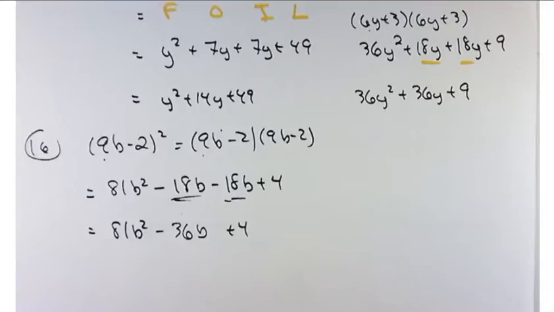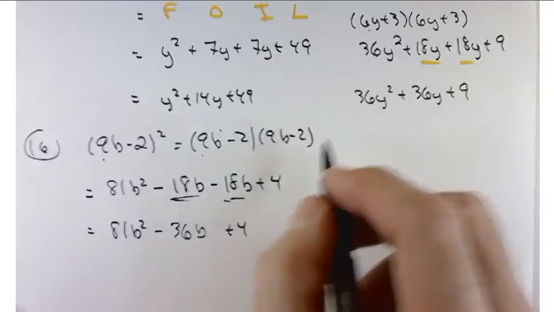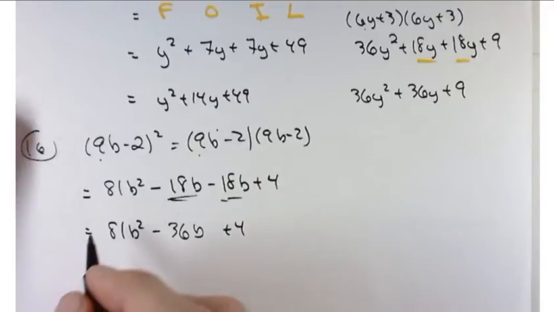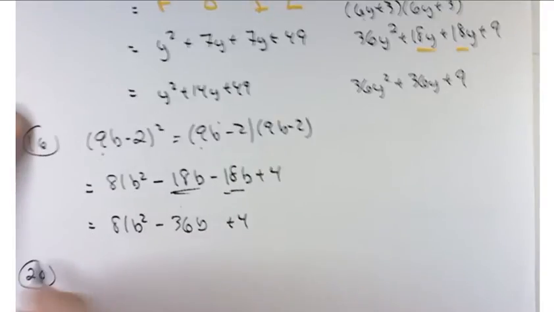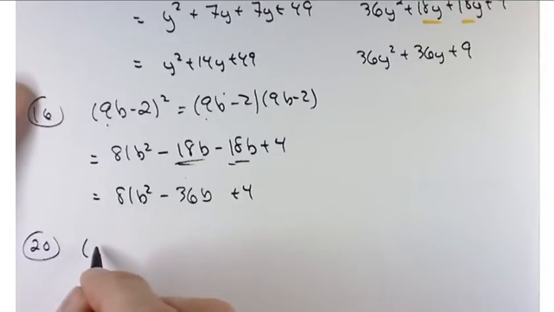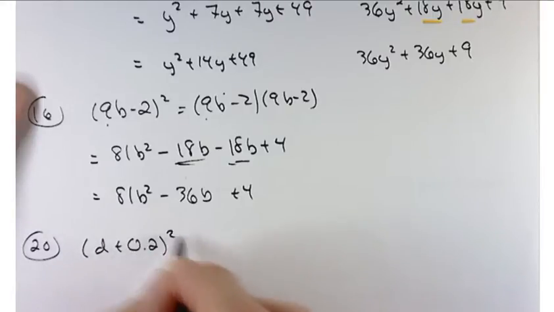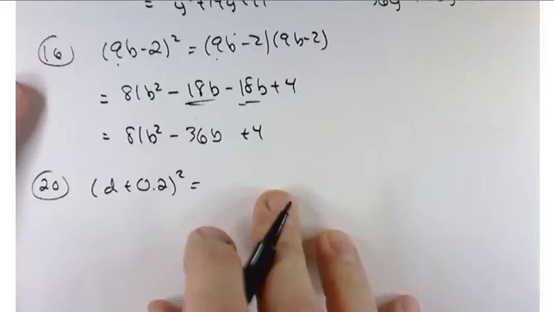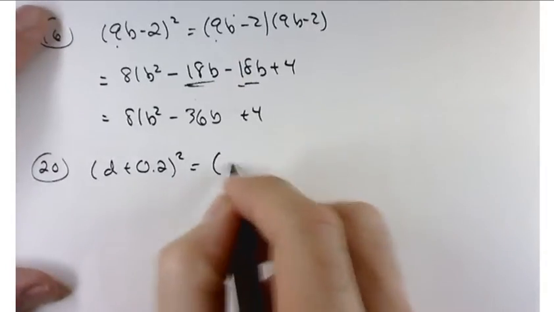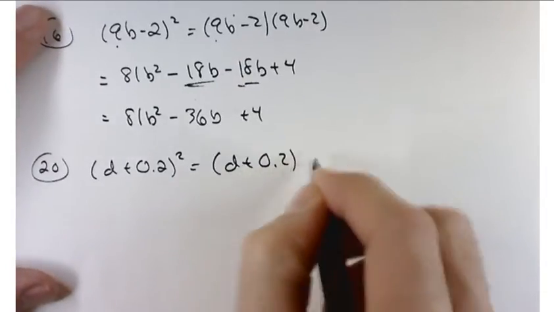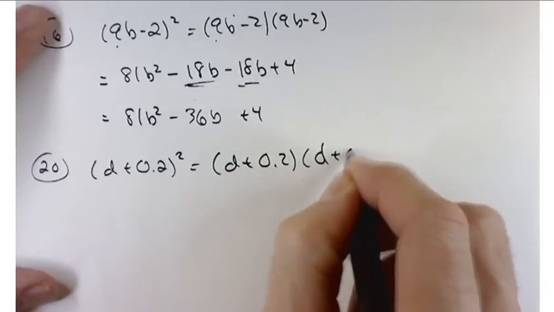Let's try something a little bit more challenging here. Problem number 20, d plus 0.2 squared. So, you got a decimal in this one. It's all right. We're still going to work it the same. Multiply this by itself.